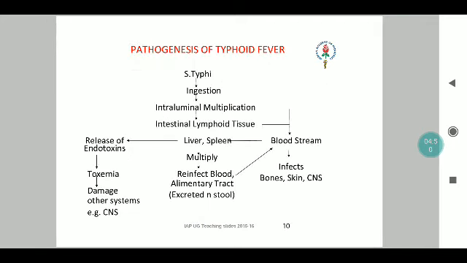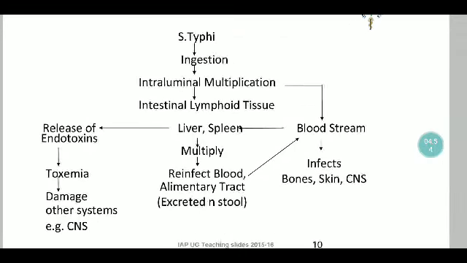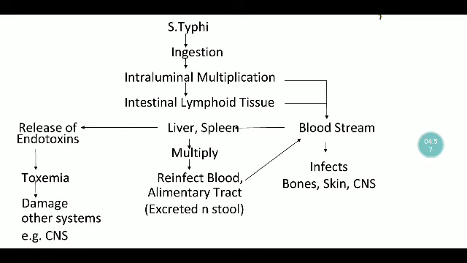If you see the pathogenesis as such, post-ingestion there will be multiplication intraluminally followed by an increase in the intestinal luminal tissues. From here, the bacteria enters the bloodstream and further disseminates into liver and spleen on one side, and on the other side into infecting the bones, skin and CNS.